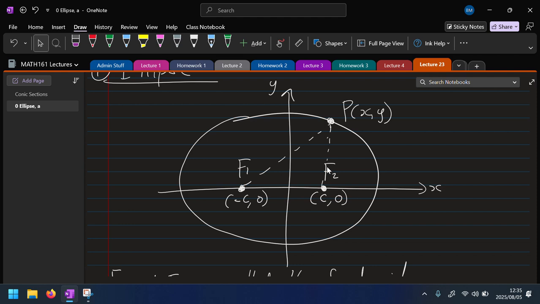All right. The F1 to P plus P to F2, that is fixed. The individual lengths are not fixed. F1 to P and P to F2, those lengths are different, but the sum is fixed. The sum is fixed, yes. We'll write it down explicitly now. But the idea to make the sum fixed is to use the string. So the string has fixed length. So F1 to P, P to F2, that total length is fixed. Then you draw your loop around, and that will give you an ellipse.